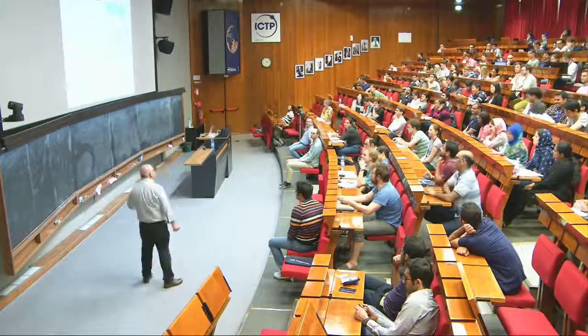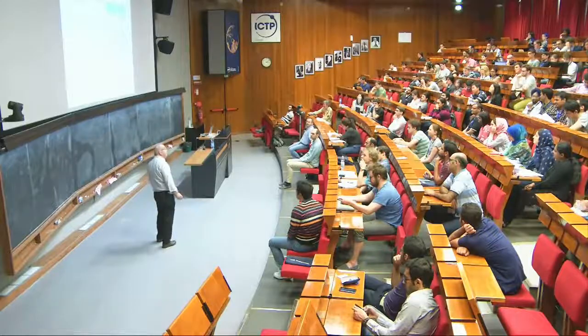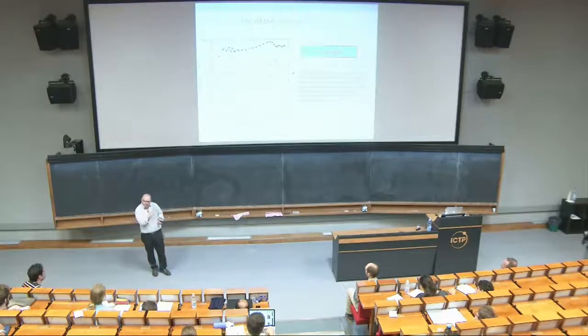Turns out that they had some problems. Almost immediately, a year or two after that, they reduced this number to 0.09. So there is a trend. They started with 0.11, and then 0.09, and then 0.085, 0.088, something like this. The reason is this is a very difficult measurement.